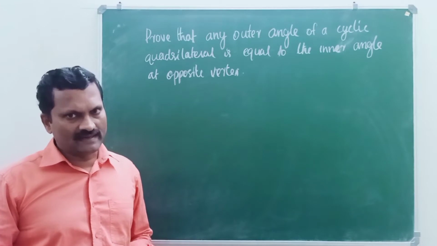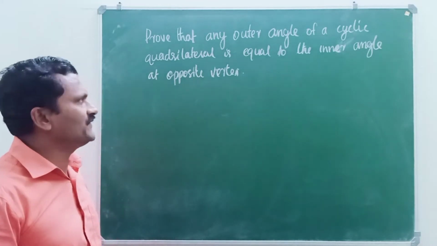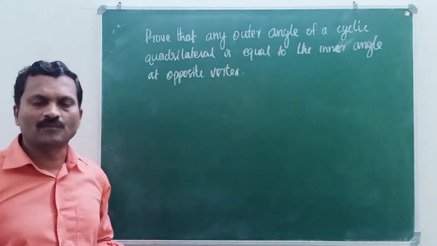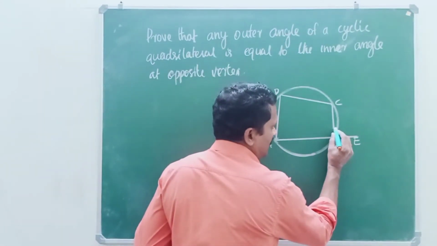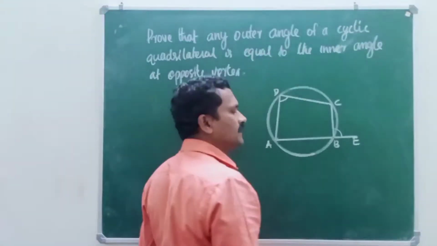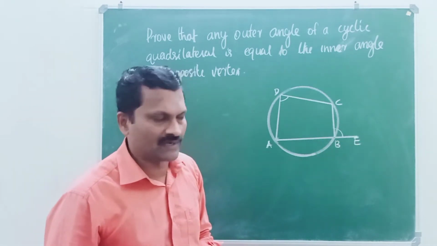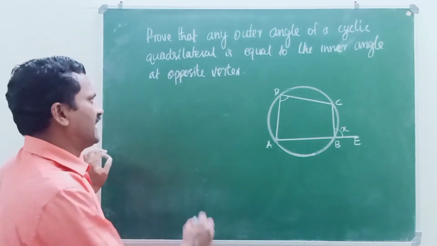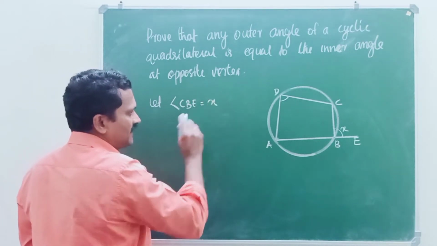We move to the next question. Prove that any outer angle of a cyclic quadrilateral is equal to the inner angle at the opposite vertex. It is a very simple proof. That is, we have to prove angle CBE equals angle D. For this, let angle CBE equal x.